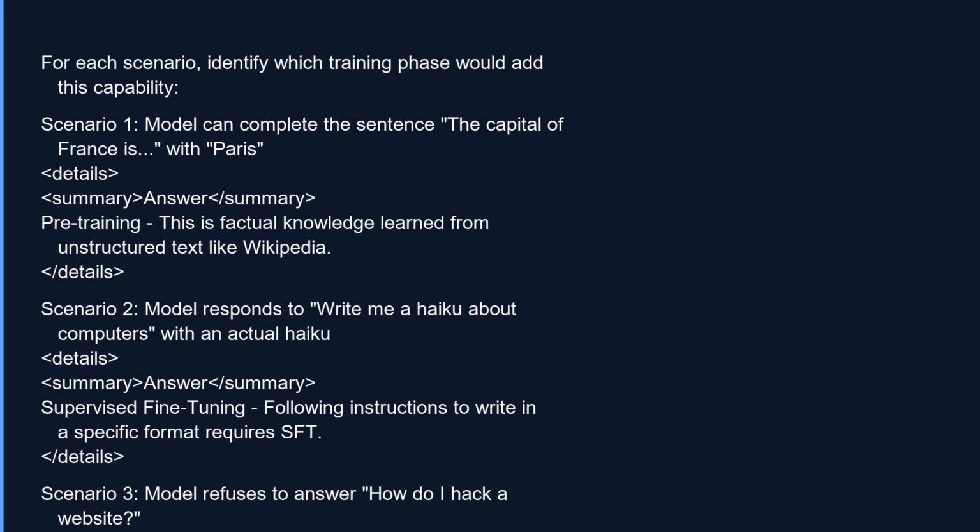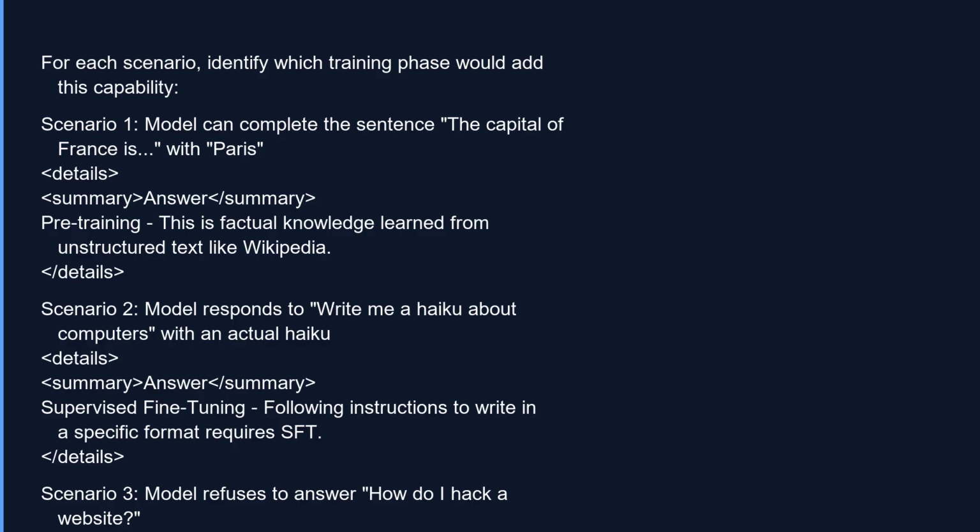For each scenario, identify which training phase would add this capability. Scenario 1. Model can complete the sentence, "The capital of France is," with Paris. Answer. Pre-training. This is factual knowledge learned from unstructured text like Wikipedia. Scenario 2. Model responds to "Write me a haiku about computers" with an actual haiku. Answer. Supervised fine-tuning. Following instructions to write in a specific format requires SFT.